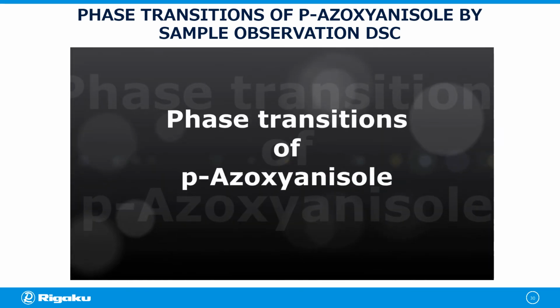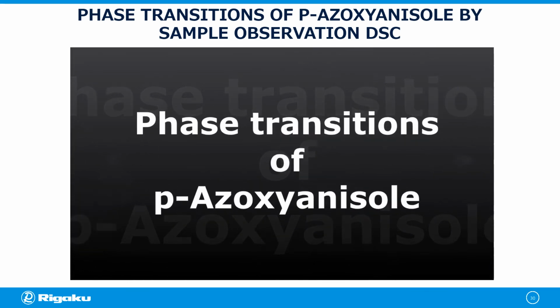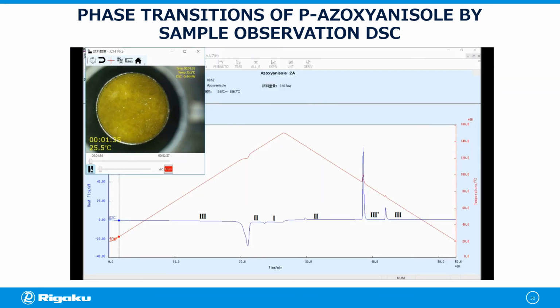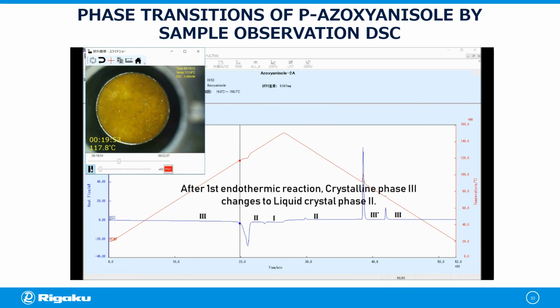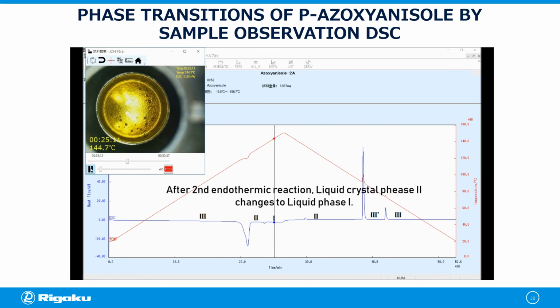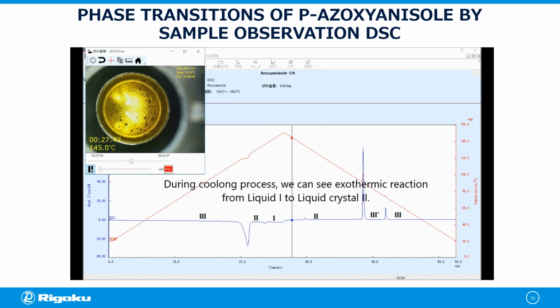The last application that we will be showing you today is a video on phase transition of azoxyanisole by sample observation DSC. This was measured from room temperature up to 150 degrees centigrade and cooled down back to room temperature. Initially, the sample is at crystalline phase 3. Notice the change in color and state during heating as it changes to liquid crystal phase 2 during the first endothermic reaction, and another change in color when it changes to liquid crystal phase 1, and vice versa during the cooling process.